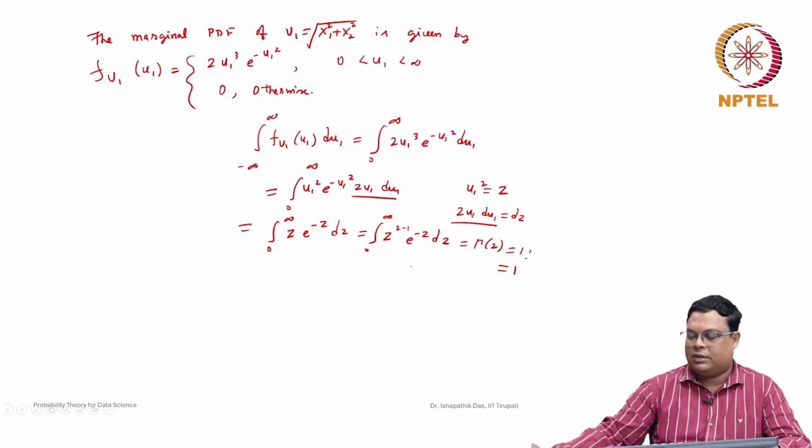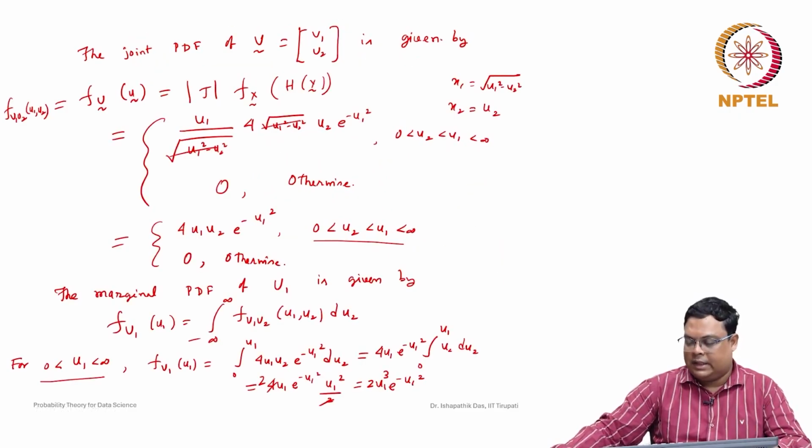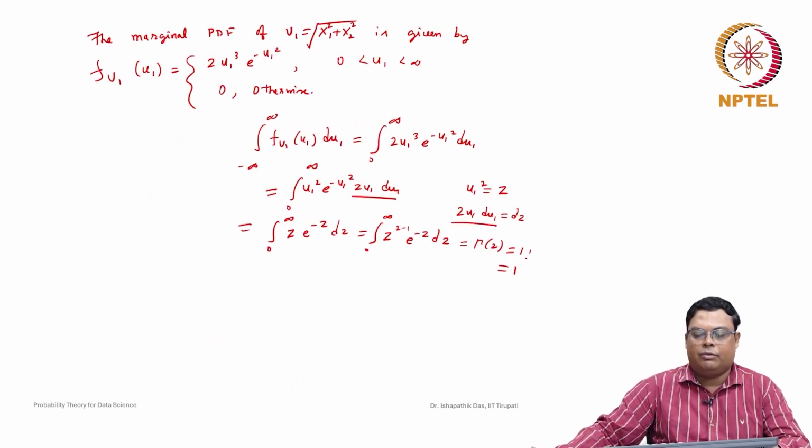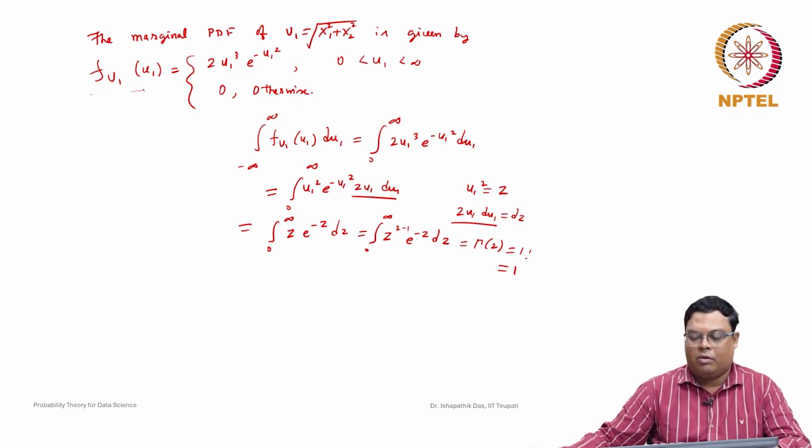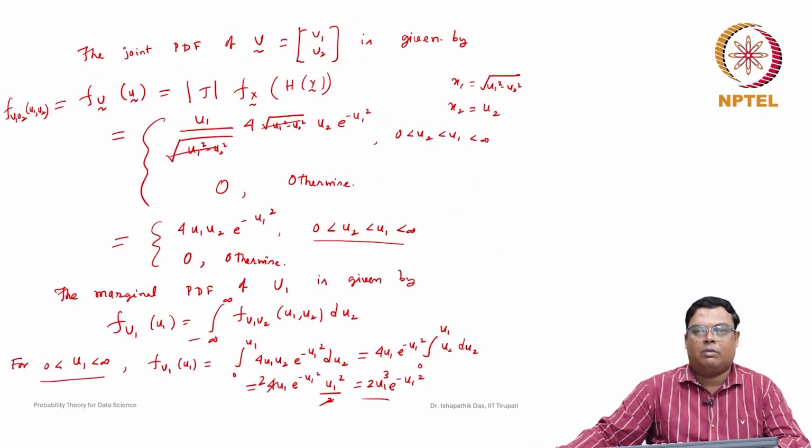So I was trying to see that, and I found that there was a mistake in the computation, and this is the final value. So using this transformation concept in the theorem, we finally found the marginal probability density function of u1. Also we found the joint probability density function of u1 and u2.